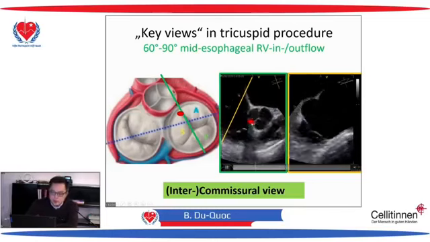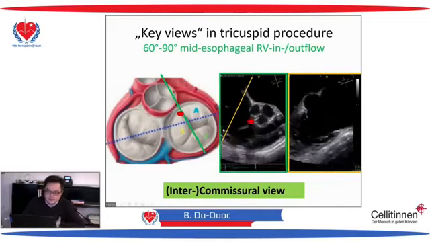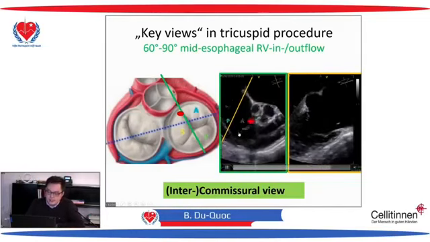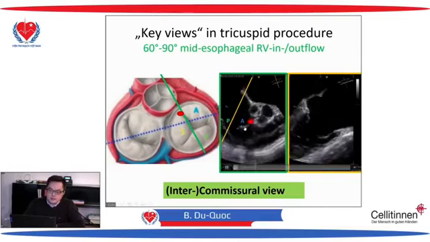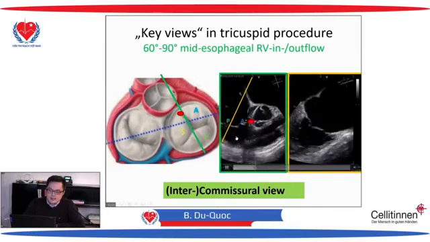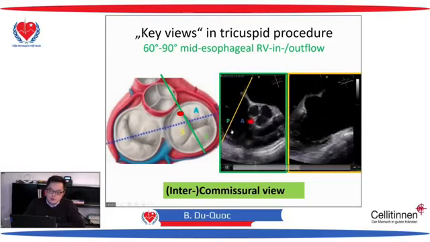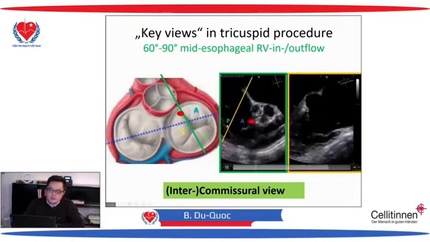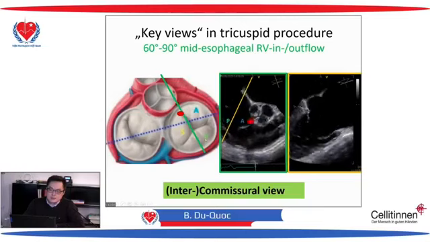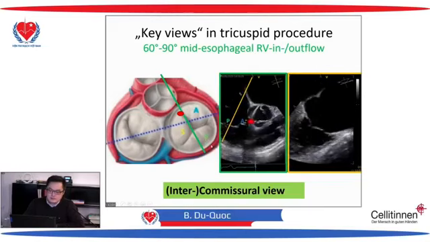Now if we know this point, we go to the lateral side of this 2D imaging, then we come to the anterior leaflet, and you can see nicely the cords to the anterior papillary muscle, and if you go farther to the lateral side, you will get the posterior cusp of the tricuspid valve.